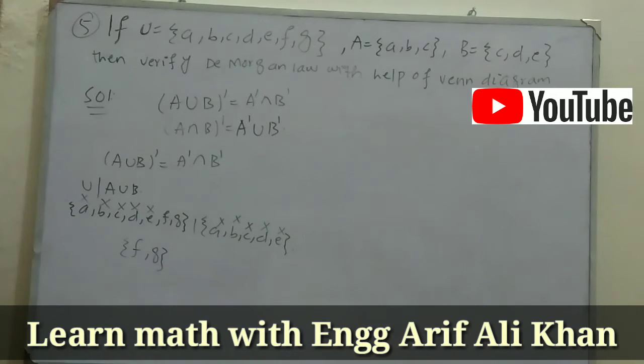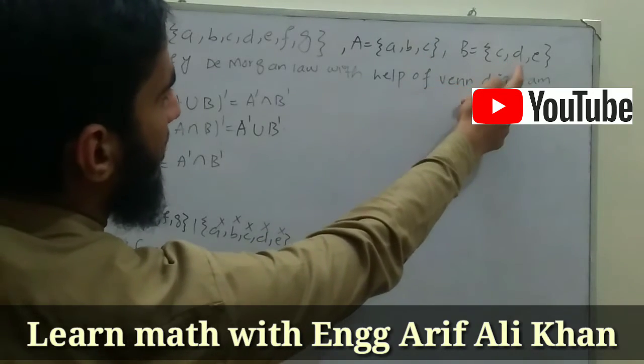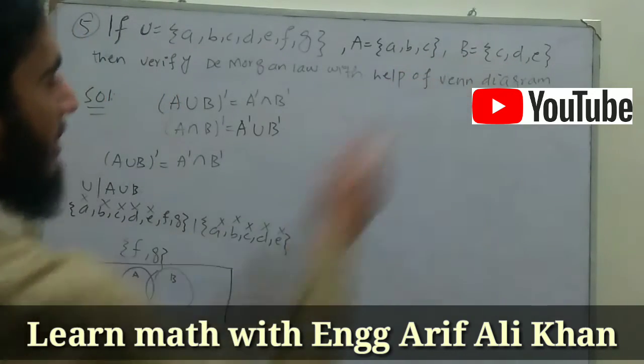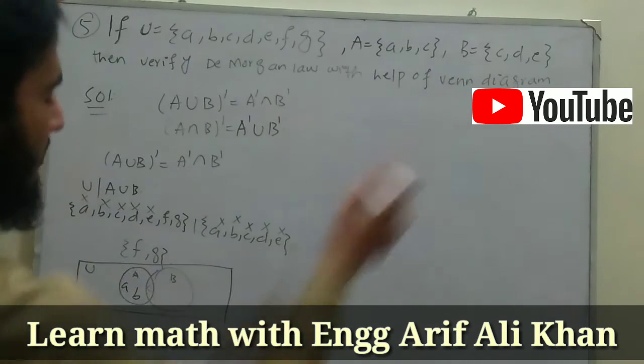Now we are going to prove it with the help of a Venn diagram. First we draw a rectangle over here. Let's suppose this is the universal set. This is set A and this is set B. In set A and set B the common element is C. D, E is not common. This is the common area, so write C over here. Set A is left with A, B, and set B is left with D, E.